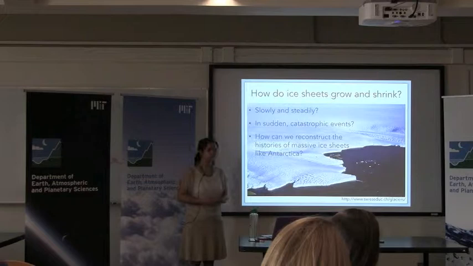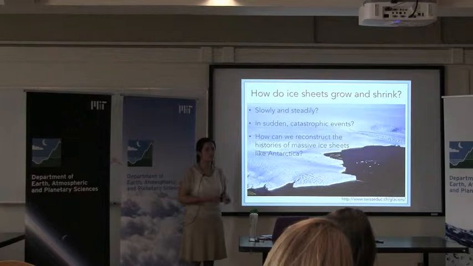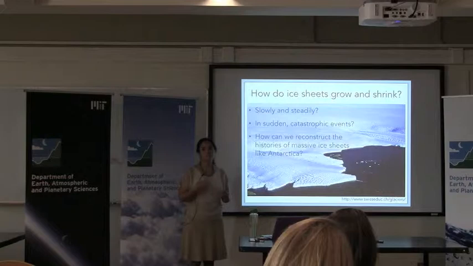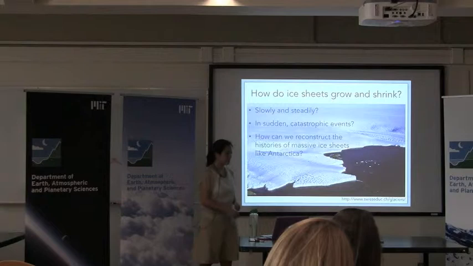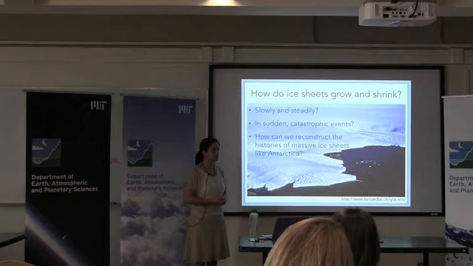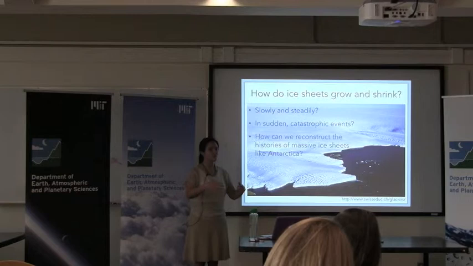It's not clear right now whether ice sheets generally shrink slowly and steadily or in sudden catastrophic events, such as Heinrich events that have been documented in the Arctic. So one way that we can maybe do this is to look at records of ice-rafted debris in the surrounding ocean of massive ice sheets. So I'll explain what ice-rafted debris is.